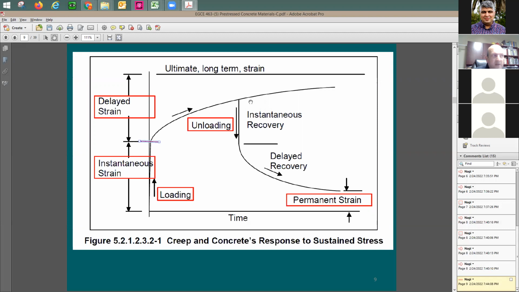What's going to happen? You have this instantaneous recovery, and this amount is going to be equal to the elastic strain. You see this value here from here to there, this amount from here to here. You're going to be recovering this. How much is this? If I take this number here, look, this number is almost like in here.